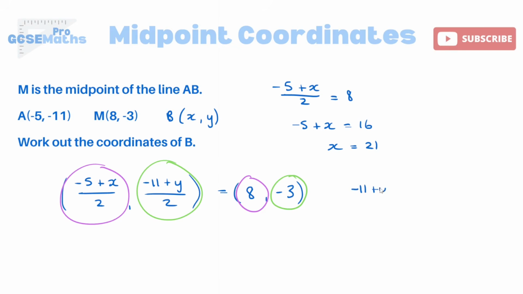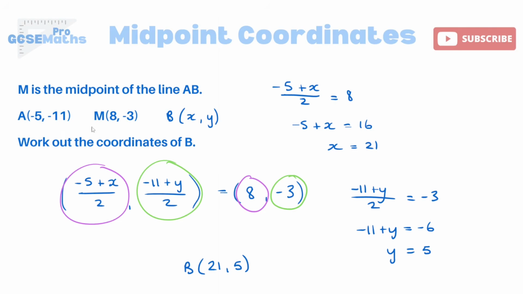Negative 11 plus y over 2 is equal to, it's the same thing as, negative 3. So multiply by 2, I get negative 6, just be careful of the negatives. Add 11 gives me positive 5. So then my coordinates for B are 21, 5. That's if you want to use the formulas that I've been showing you in this video.